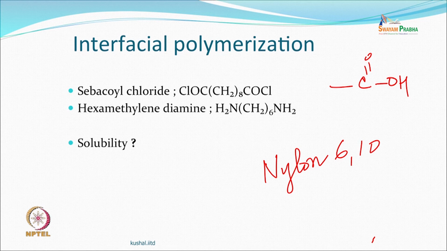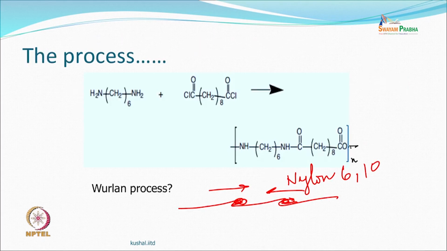So, with this particular compound, you can make any other nylon also, just change the monomer. So, you have one monomer which is the hexamethylene diamine, and the other is sebacoyl chloride, and they will make a polymer which is this, nylon 610. Have you heard of a process called Verlan process?